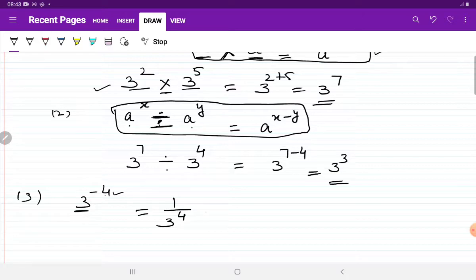So it is 1 by 3 raised to power 4. Again, you can write that as 3 into 3 into 3 into 3. What will we get? 1 by 81.